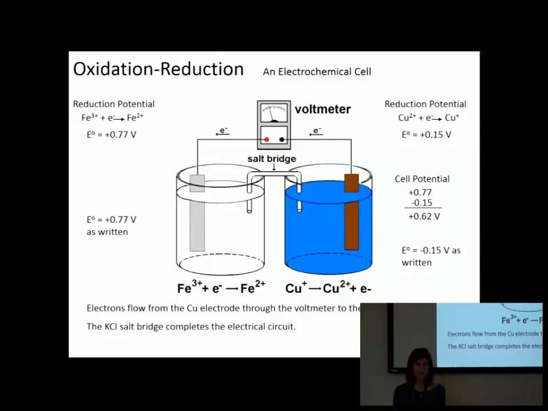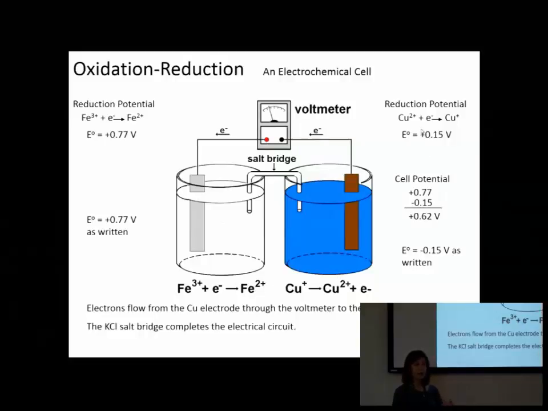Maybe? No? Yes? Here's a quick question. Why are they, for the copper, why are they switched? Because this is what's actually happening in this beaker and in this beaker. You can't have two reductions happening. You have to have an oxidation and a reduction. So right here, iron's getting reduced and copper's getting oxidized.